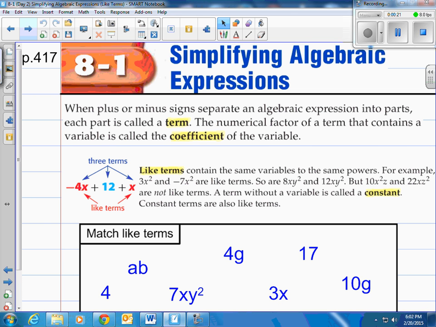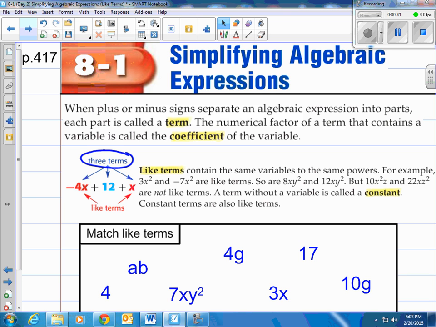Let's talk about the different parts of an algebraic expression. It says when plus or minus signs separate an algebraic expression into parts, each part is called a term. You can see a little bit of an example here. Negative 4x plus 12 plus x is 3 terms.